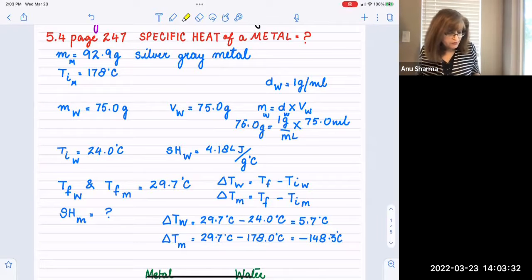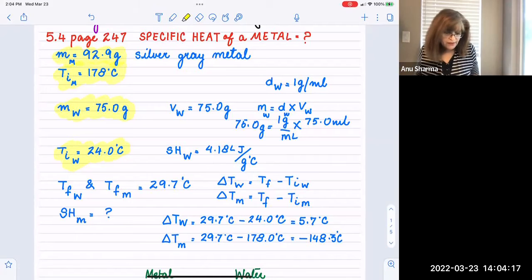Okay, so here the problem reads as: a 92.9 gram piece of silver gray metal is heated to 178 degrees Celsius. So you write down what is given to you. You're given the mass of a silver gray metal, which is 92.9, and the initial temperature of the metal is 178 degrees Celsius, and then it is quickly transferred to 75 milliliters of water initially at 24.0 degrees Celsius. So the mass of the water is 75.0 grams, in which the hot metal piece is transferred, and the initial temperature of water is 24.0 degrees Celsius.